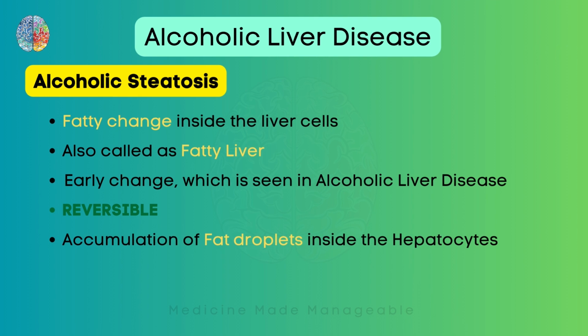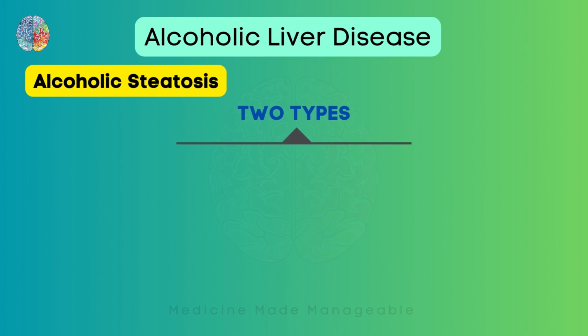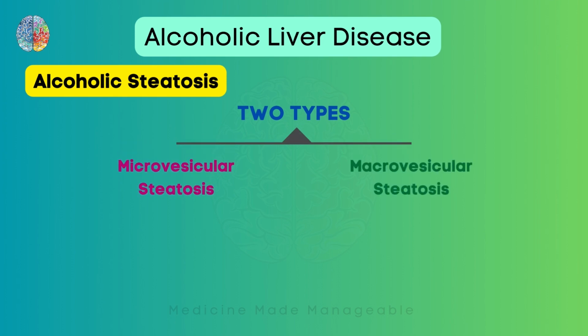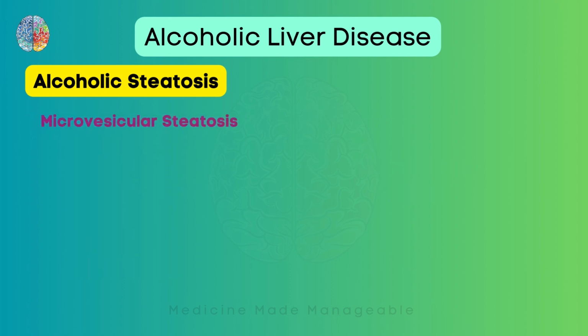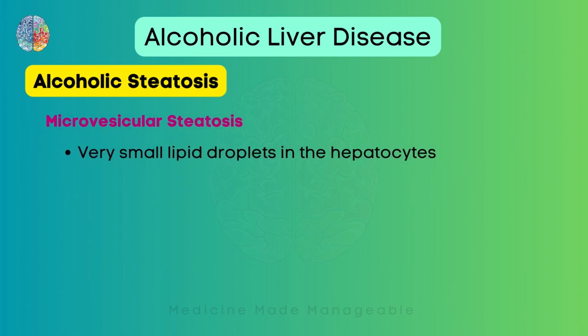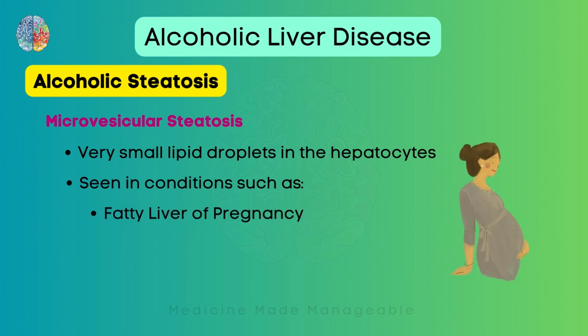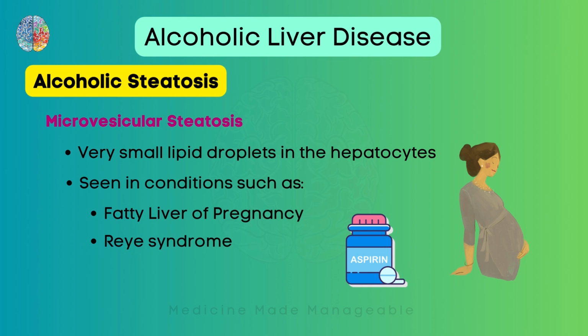Microscopically, you are going to see fat droplets inside the liver cells in this condition. This stage can be divided into two types, microvesicular and macrovesicular. Let's look at them individually. Starting with microvesicular, as the name suggests, micro meaning very small lipid droplets in the hepatocytes are going to be seen. Additionally, this can also be seen in conditions such as fatty liver of pregnancy and Reye syndrome. So it is important to remember these conditions as well.